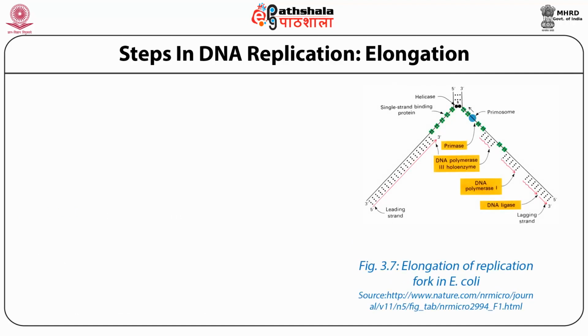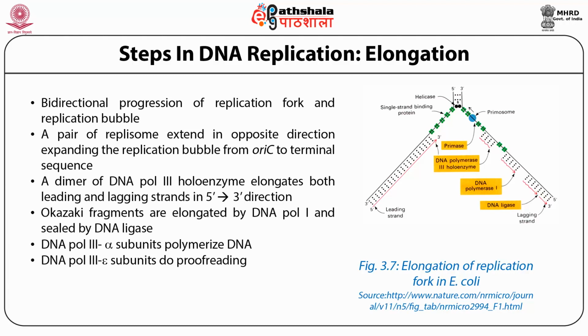The next event in DNA replication is the event of elongation. Now, whenever there is elongation, it requires the formation of a replication bubble flanked by one replication fork at each end. And whenever there is a replication fork, there must be an assembly of the replisome complex. The components of the replisome complex we have already seen earlier. Here we discuss the bidirectional progression of the replication fork and replication bubble.